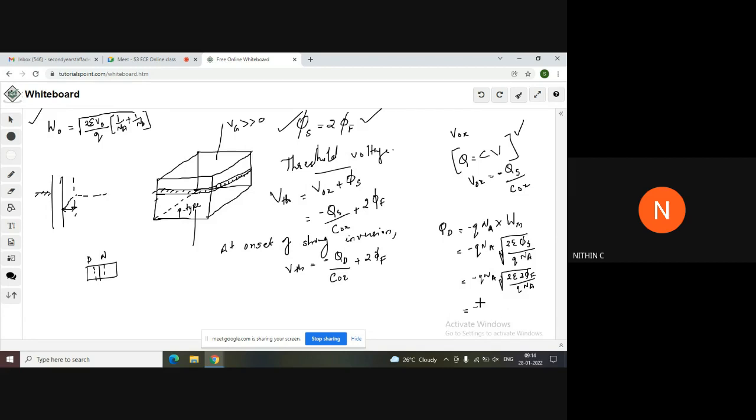Just tell me whether I am writing right or not. Minus 2 root of epsilon QNA by F. Whether this is correct or not. Have you got this value?